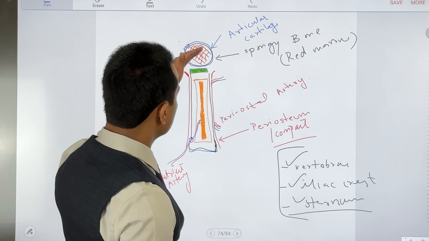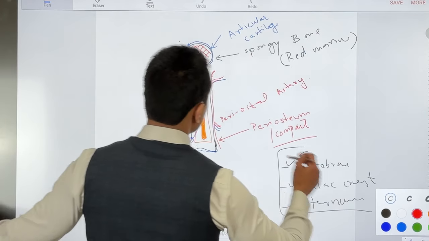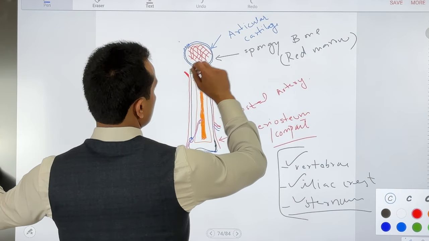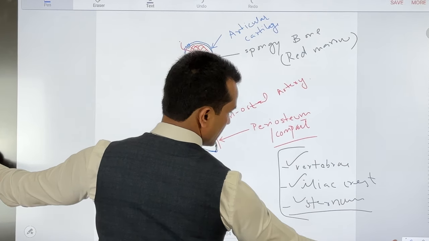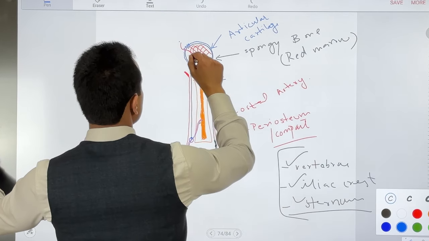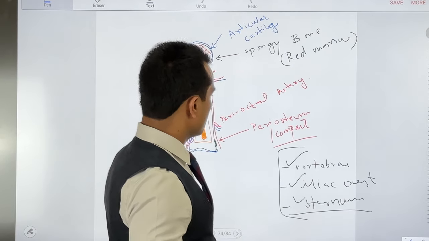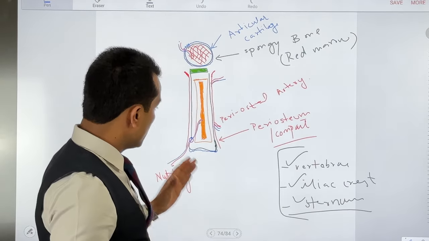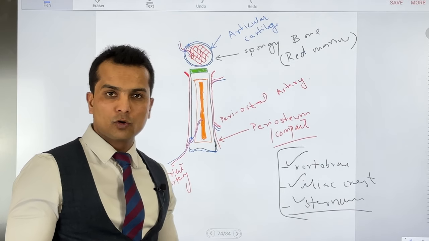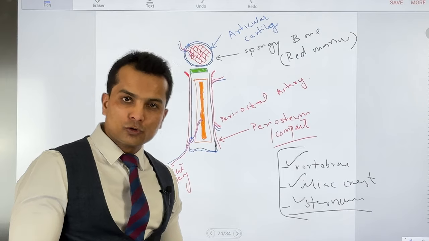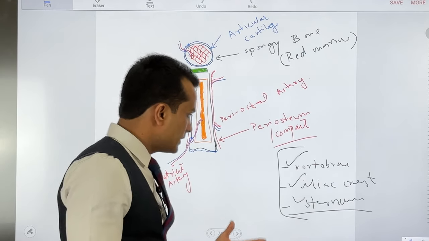And then this spongy bone occupies the red marrow, and the red marrow receives blood supply through which artery? That is the epiphyseal artery. So the epiphyseal artery is coming inside, and the epiphyseal vein is exiting the spongy bone at the back. These are very important points that you must carry, and you should understand the significance of yellow marrow and red marrow, and which bones occupy yellow marrow and red marrow. This is very important.